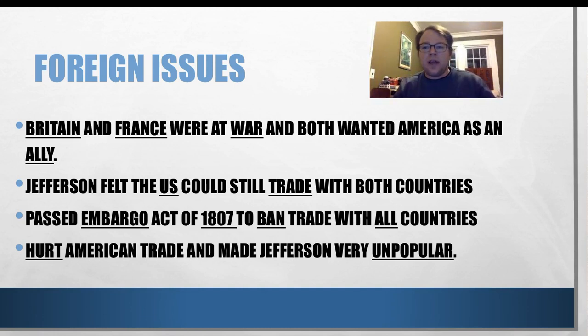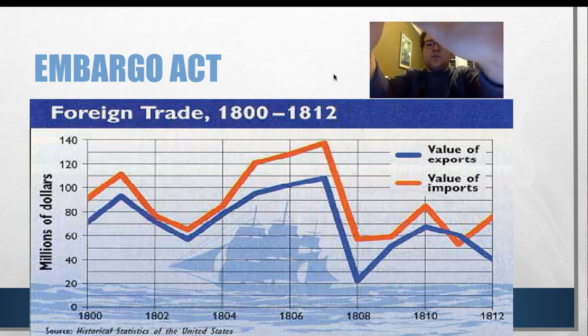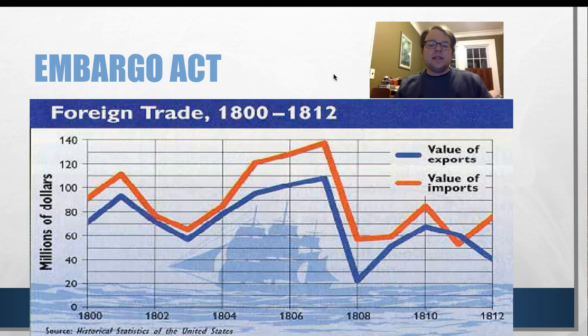As a matter of fact, we're going to look at a little chart here to end our discussion. Click over. All right, you can see by the chart, foreign trade and value of exports. Exports are stuff we're sending to other countries. Imports are what we're bringing in. And you can see from 1800 to about 1808, we had a pretty good trade going with other countries. But when the Embargo Act of 1807 hits, trade plummets.